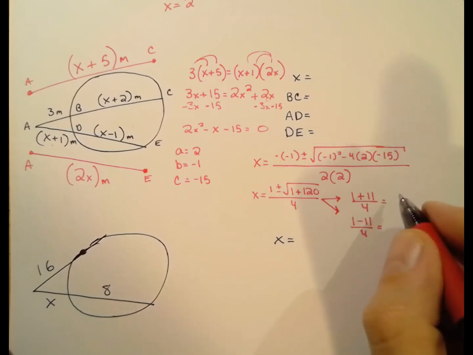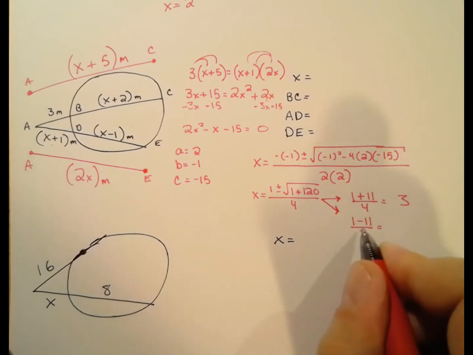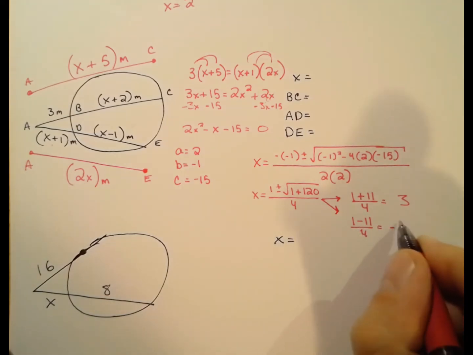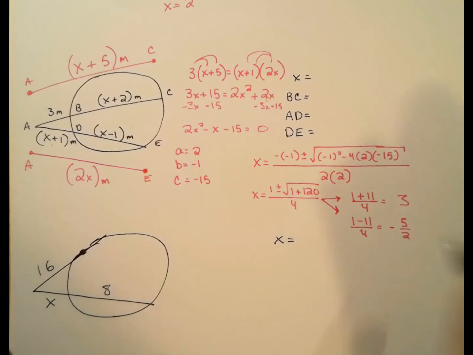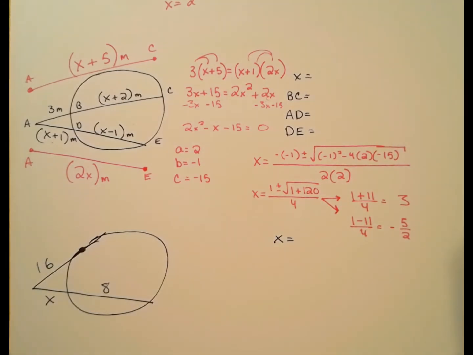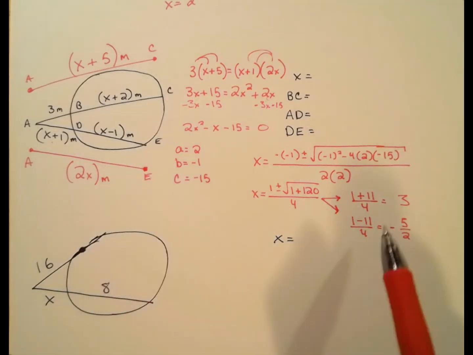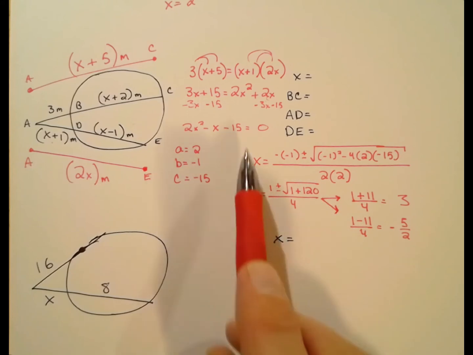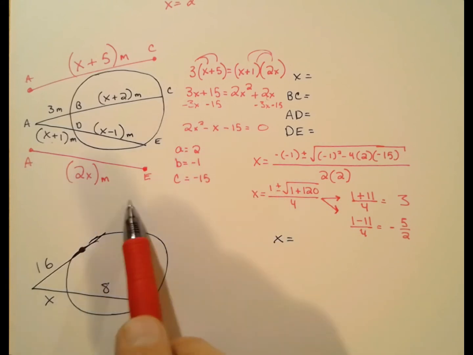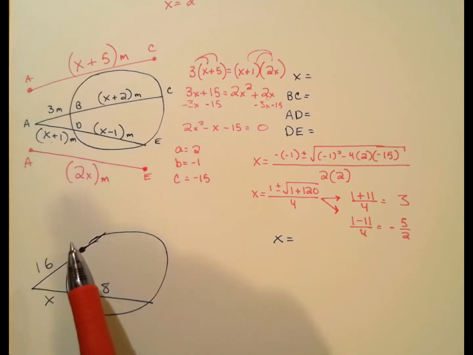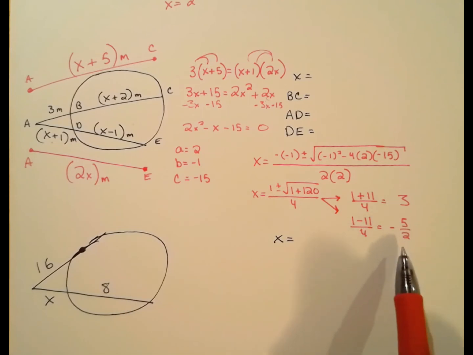Now 1 plus 11, 12 over 4 is 3, but 1 minus 11 is negative 10 over 4 is negative 5 halves. Now hold up here a second. Looking back at the original problem, algebraically both of these are values of x that make this equation true. However, take a look at this x minus 1 here. We got an x value of negative 2.5.